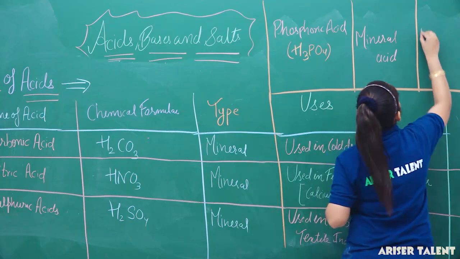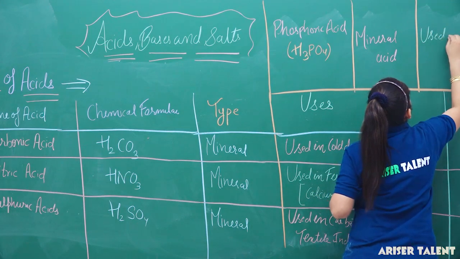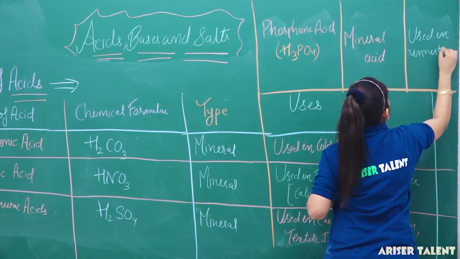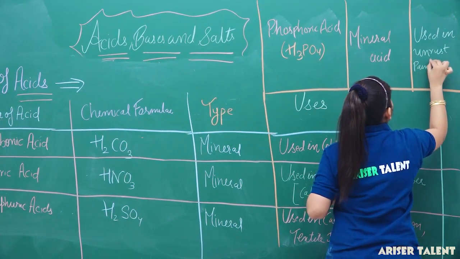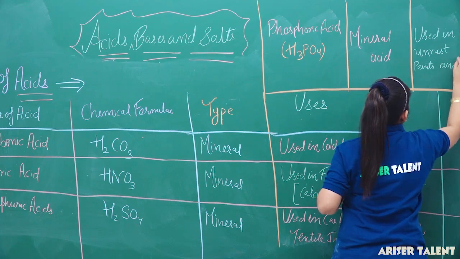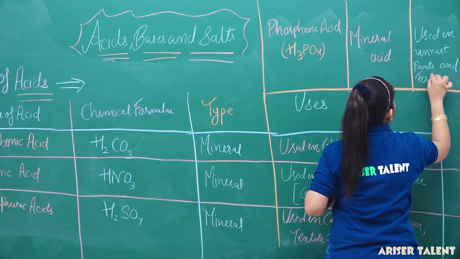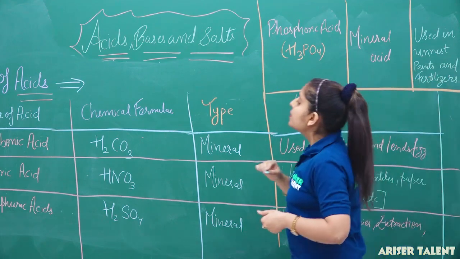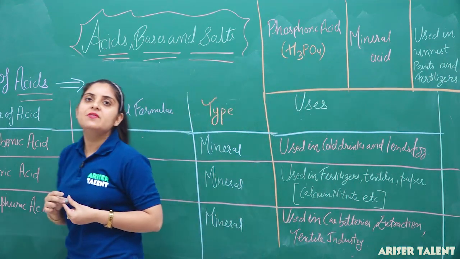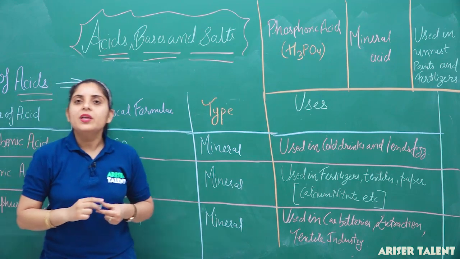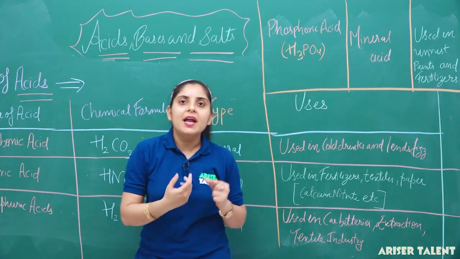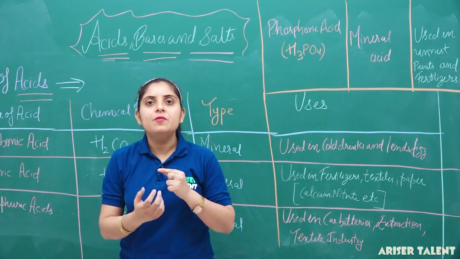So it's used in unrust paints and fertilizers. So these are the 4 uses of the mineral acids we have discussed today. Now in our next lecture we will discuss the use of some organic acids and the classification of acids in further detail.